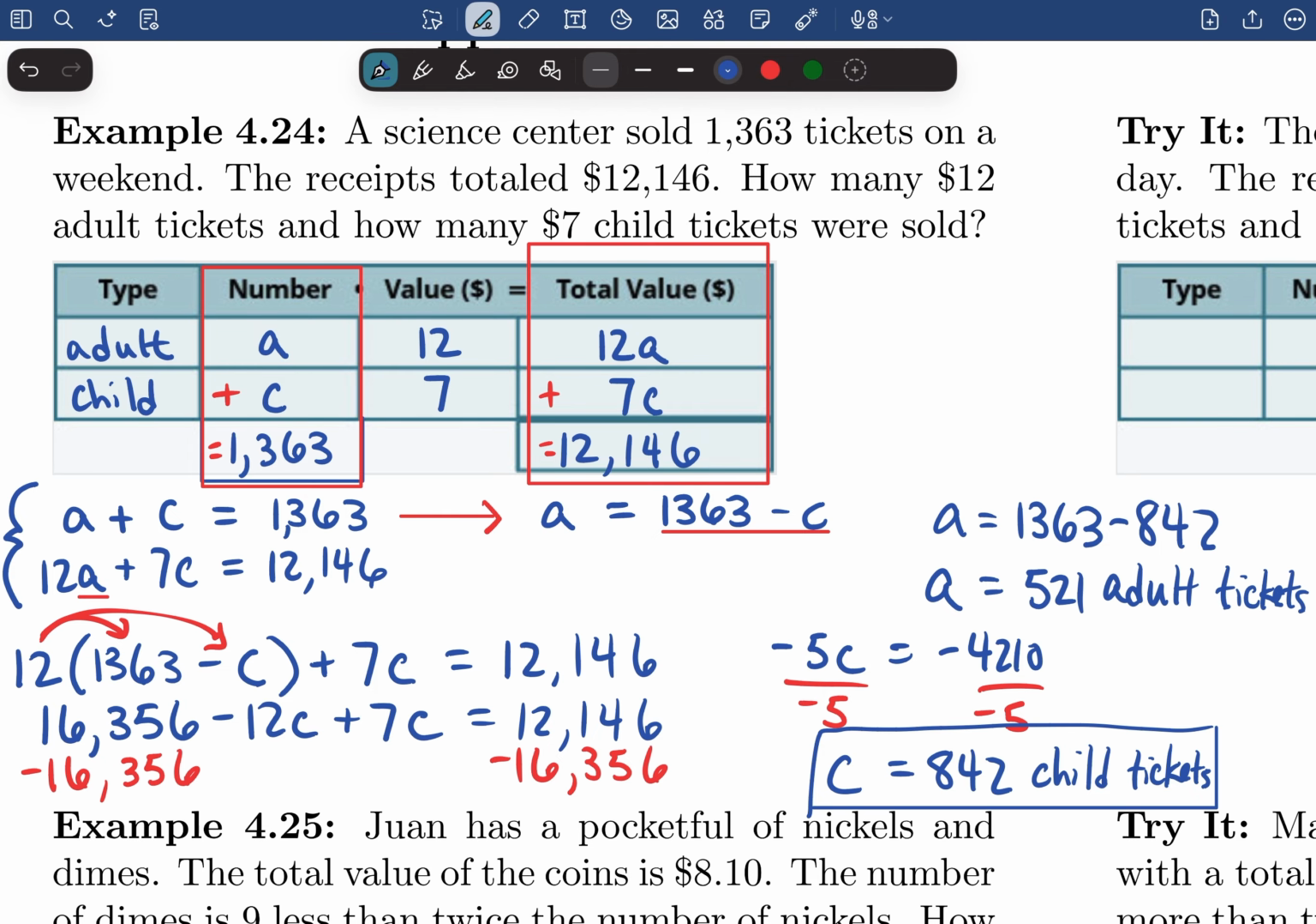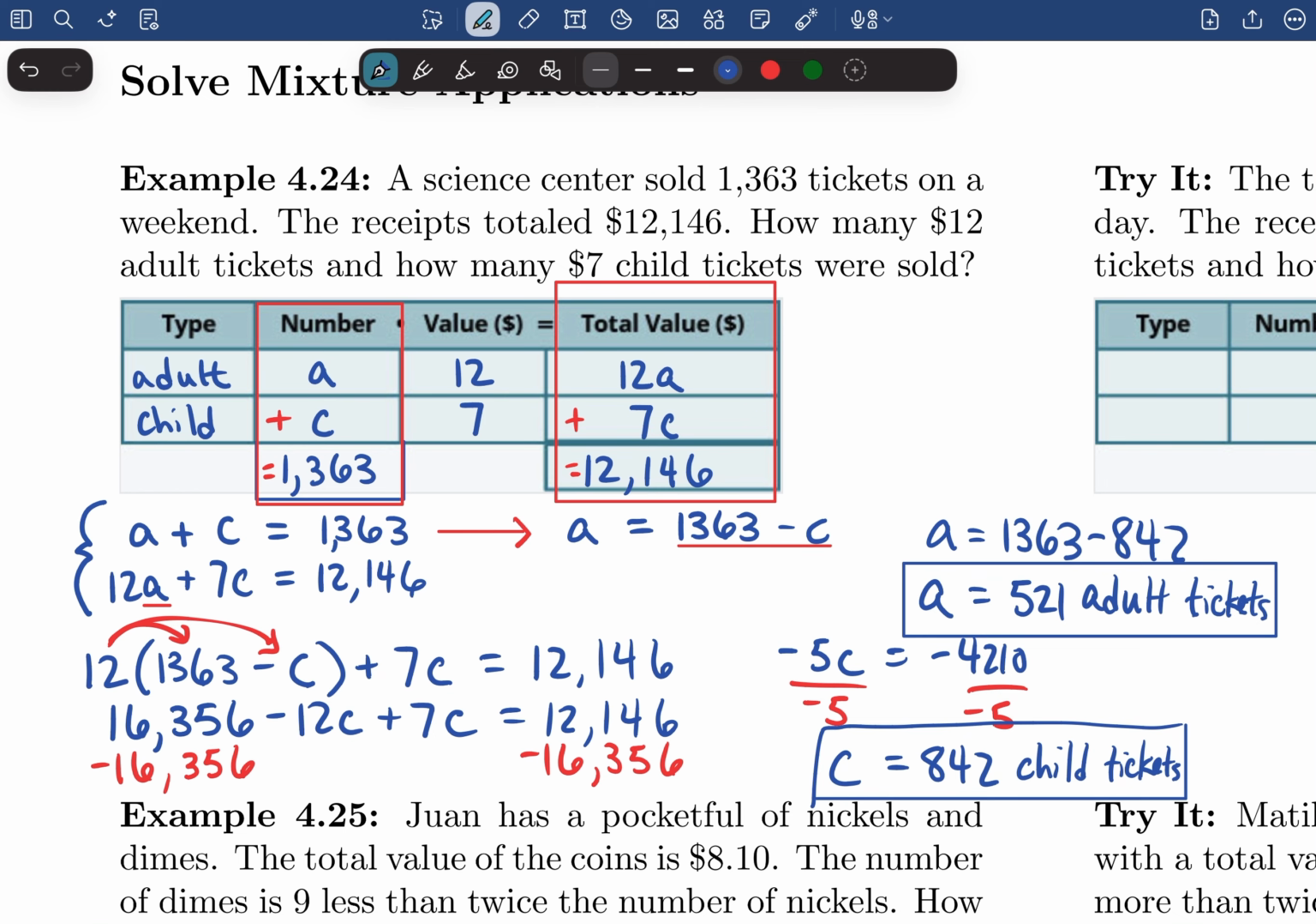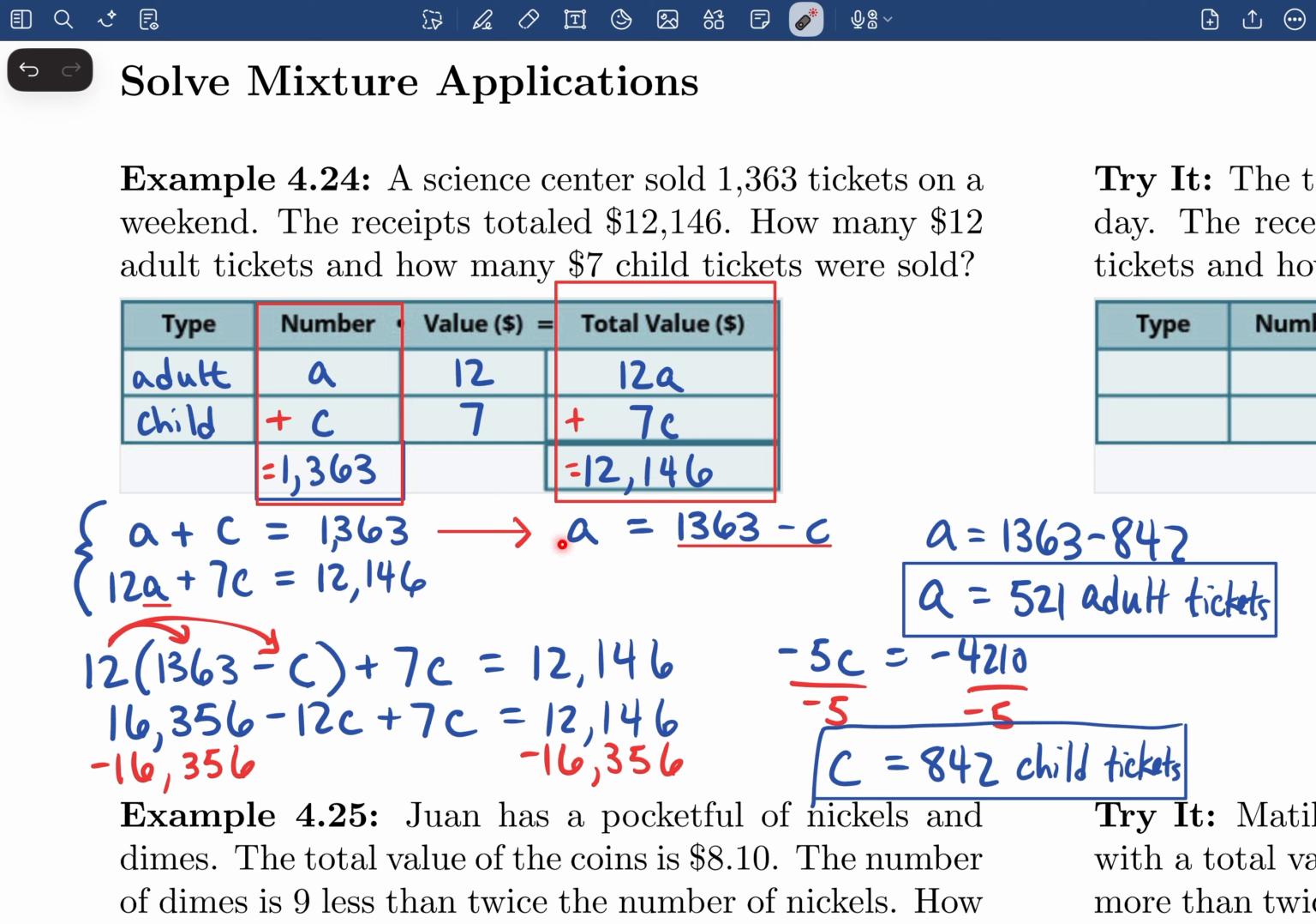All right, zooming out, what have we just gone through? We've just gone through a process of finding, based on the information given, how many adult tickets were sold and how many child tickets were sold. We had to create a system of equations from these two columns of information. Here's that system we created. I decided to use substitution. You could have also used elimination to solve.